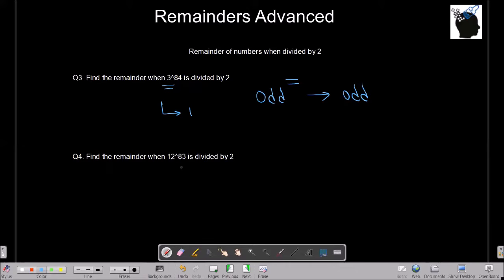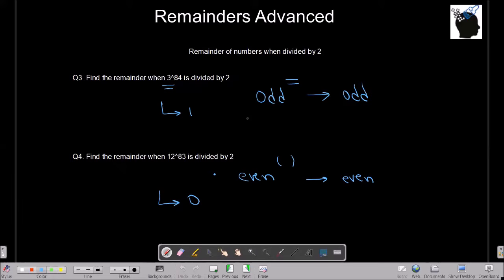Find the remainder when 12 raised to 83 is divided by 2. I know 12 is an even number, and an even number raised to a number greater than 0 will always give me an even number. That means 12 raised to 83 is an even number, and we know that when we divide an even number by 2, we get 0 as remainder.